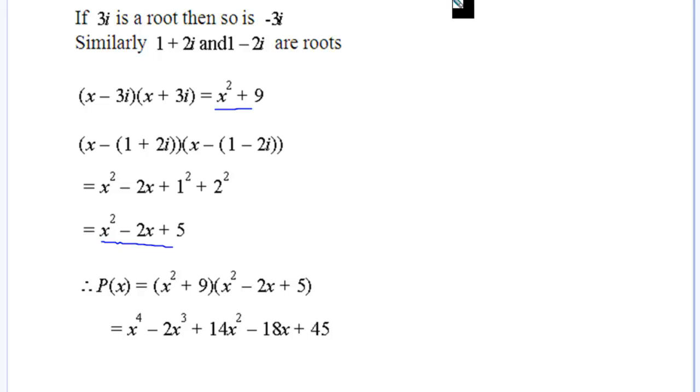Question 8. Find the polynomial with real coefficients having 3i and 1 plus 2i as zeros. So looking at this one, we know if 3i is a root, minus 3i is a root, and if 1 plus 2i is a root, 1 minus 2i are roots as well. So basically this should be a quartic equation, because we expand that out, we get an x squared plus 9, because those two are roots. Same with those two, we get that quadratic. Then we're able to multiply that quadratic out and get our expanded form of the polynomial that we want for p(x).